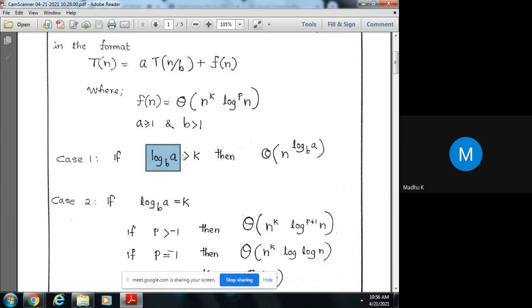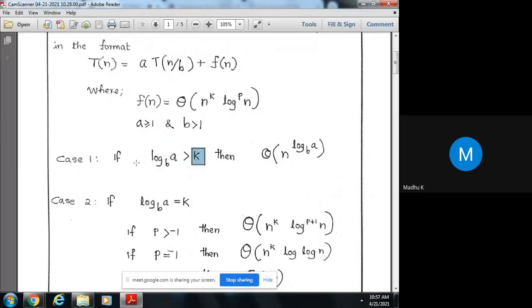Then k. From where will we get the k? From here we will get the k. From here we will get a. Here, b. Using that we will calculate log base b a, and k we will already have calculated.